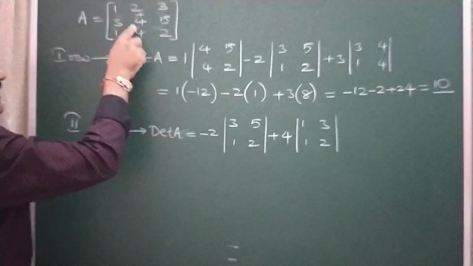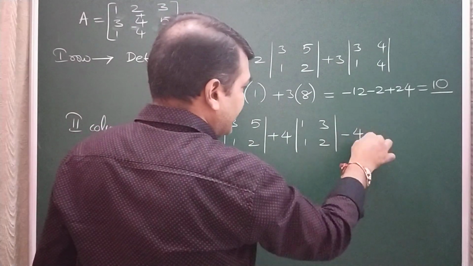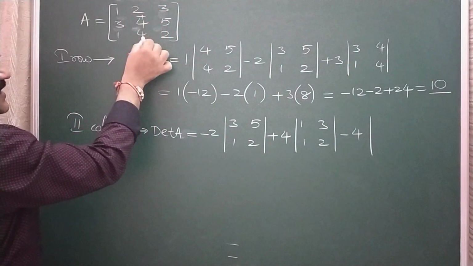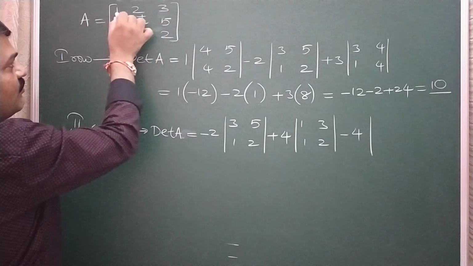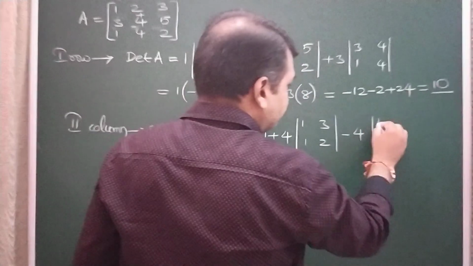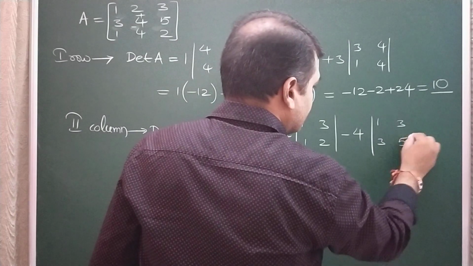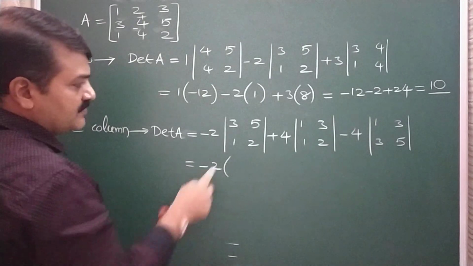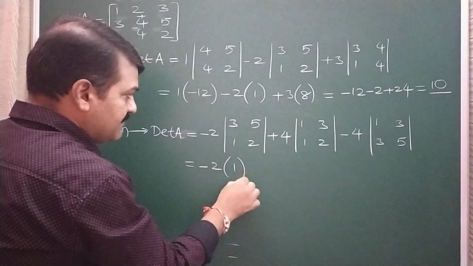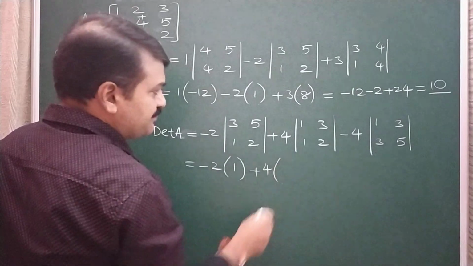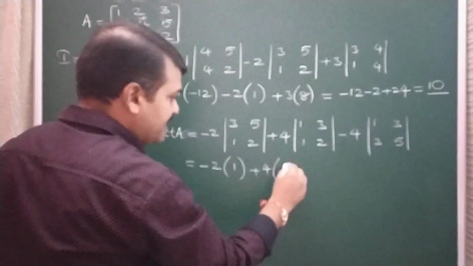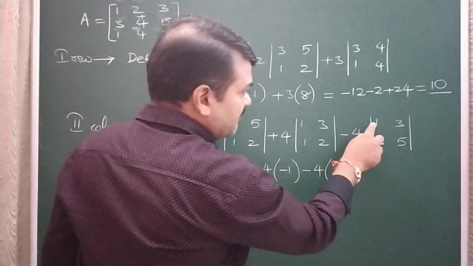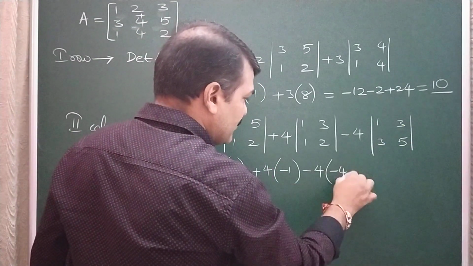Next element, minus sign is there. So minus 4 into its minor. Remove the row and the column in which this element is present. So remove third row, second column: 1, 3, 3, 5. Determinant. Okay. So simplify. Minus 2 into 6 minus 5 means 1. Plus 4 into 2 minus 3 means minus 1. Minus 4 into 5 minus 9 means minus 4.